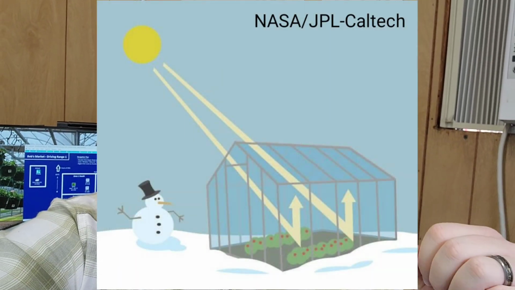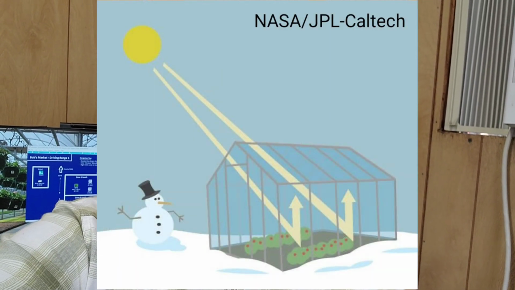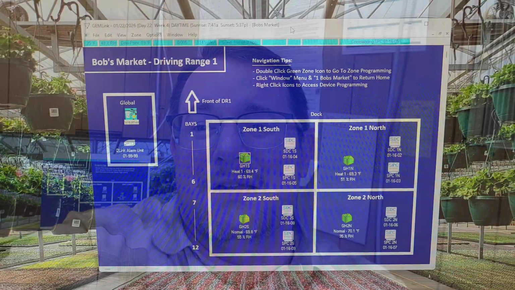Of course, today it's kind of sunny out, so we are capturing solar energy. A greenhouse uses the greenhouse effect. We're trapping energy from the sun on sunny days to warm up the air in the greenhouse. So let's take a look at the computer screen behind me.